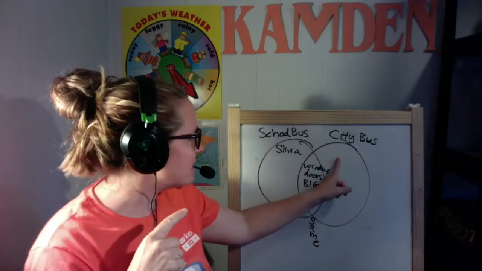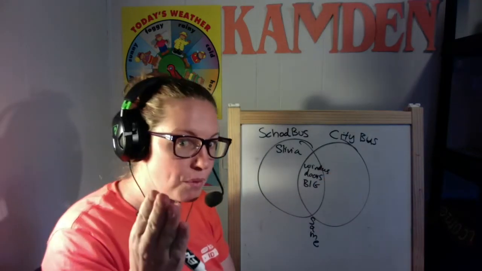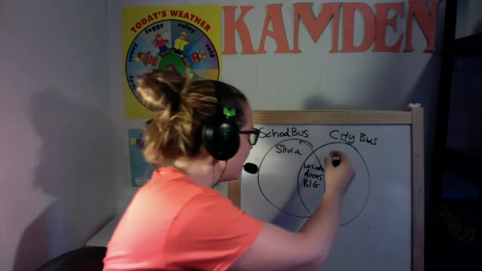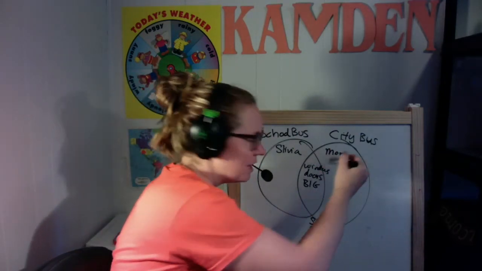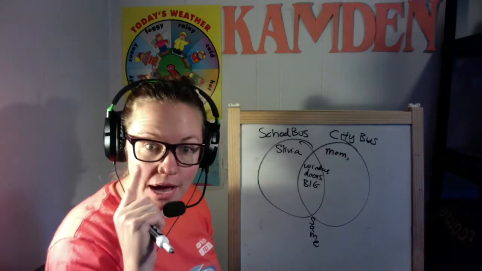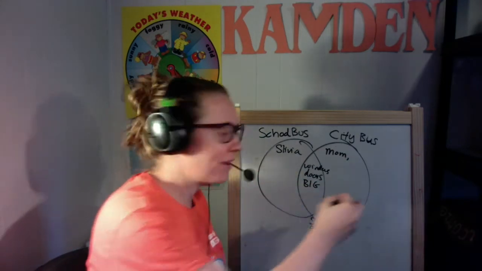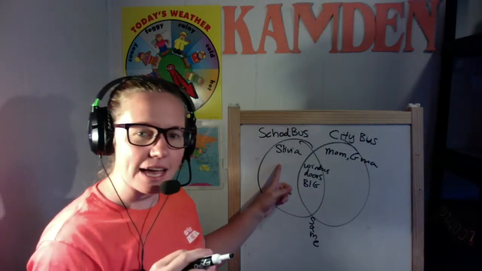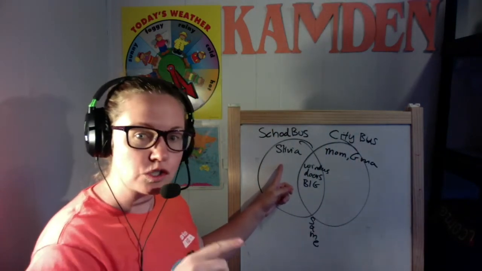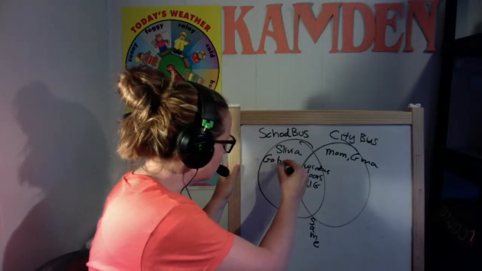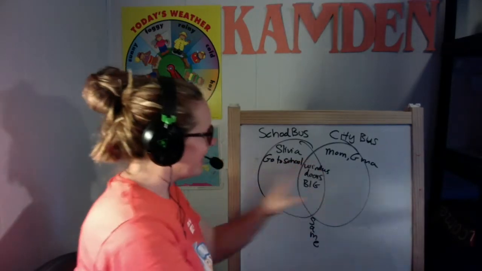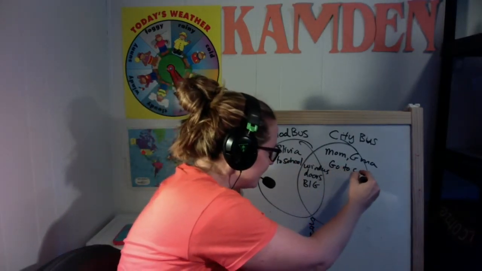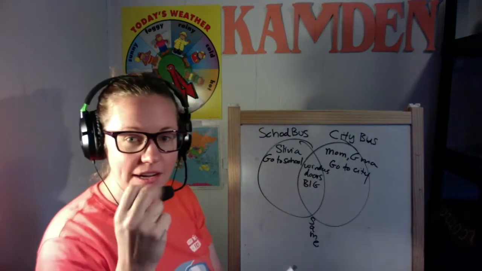Awesome. And then city bus would be does your mom go on the city bus? Oh, good. This might be for mom. Does your grandma go on the city bus? Oh, okay. For grandma, and, writing it out. The other thing she said is go to school. So we would take this to go to school. And city bus, go to places in the city. Okay, and so now you're going to be able to do it really fast.